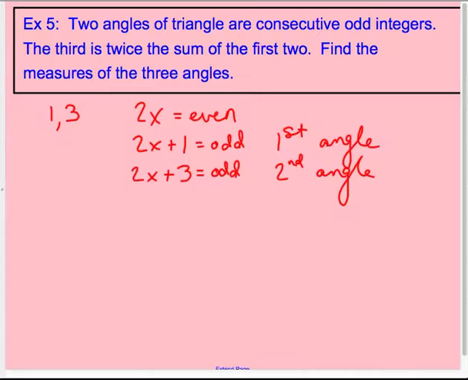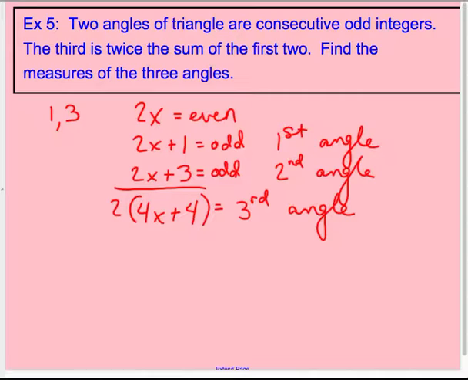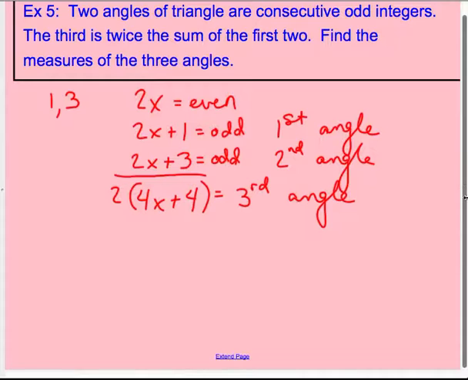Now the third angle is twice the sum of the first two. Well, the first thing I'm going to do is find the sum. So when I add my two angles together, I get 4x plus 4. So to get twice that, I'll multiply it by 2. And that will give me my third angle. So now I have expressions for all three angles. So when I add them together, I have to get 180 degrees for my triangle. So that's what I'll do next.